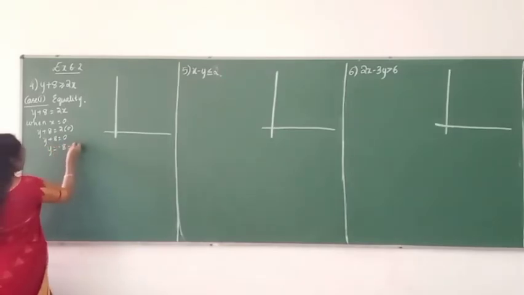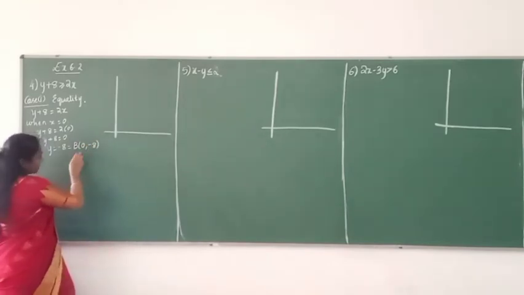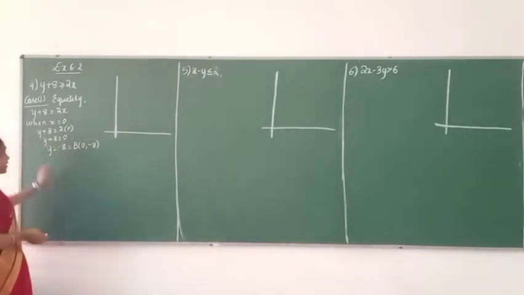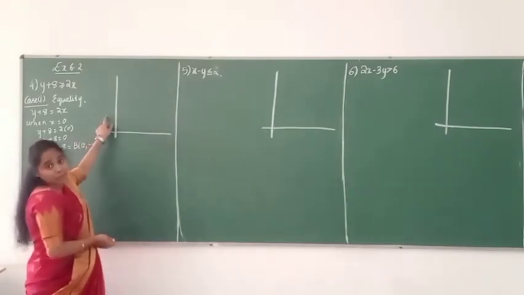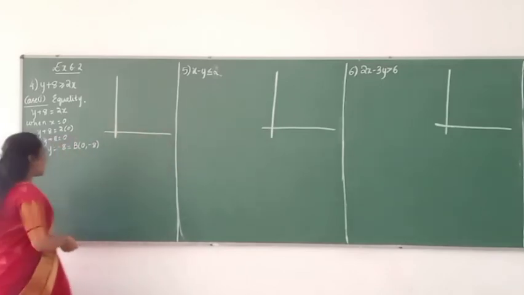So what is your B point here? 0 comma minus 8. Don't write it as minus 8 comma 0, because here we are considering y, which means it is on the y-axis. Y point is on the y-axis. X point is on the x-axis.